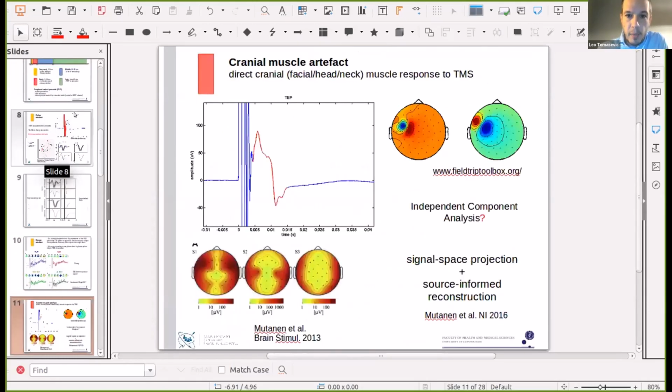Then we have the cranial muscle artifact. I think I will just introduce it. It's an artifact that contaminates the first 15 to 20 milliseconds. Sometimes it's much shorter, sometimes just until 8 milliseconds. This depends a lot on the area of stimulation and on the intensity of the stimulation. But I think probably that Tuomas Mutanen will speak more about it and about some post-processing methods to deal with it.